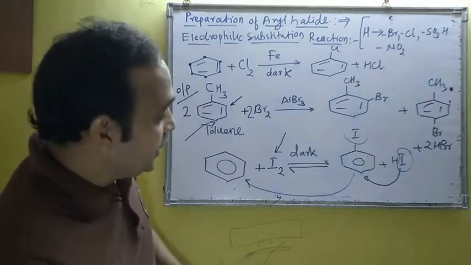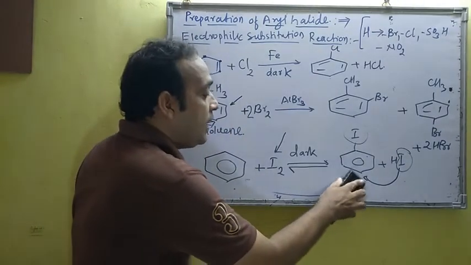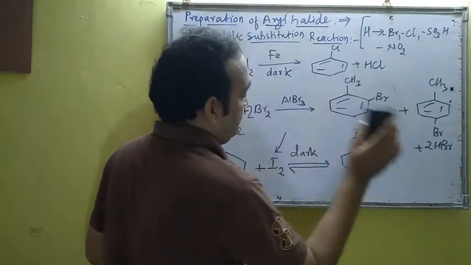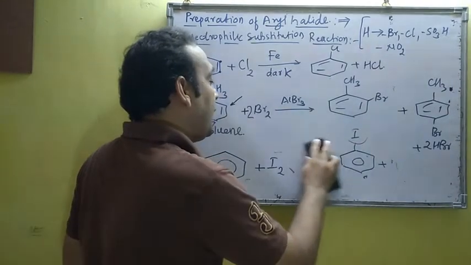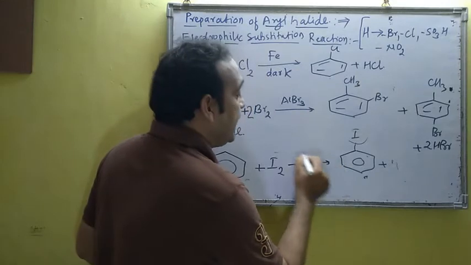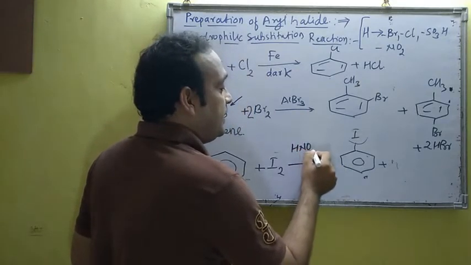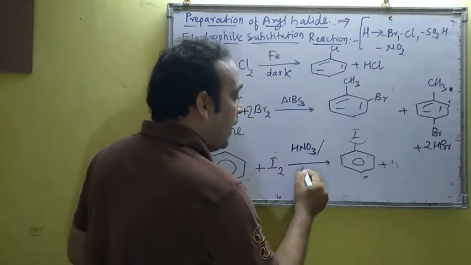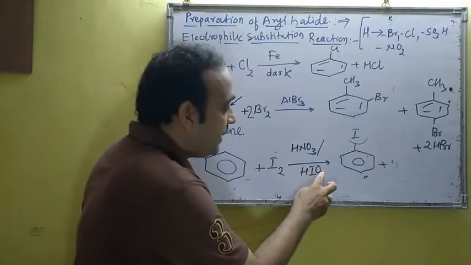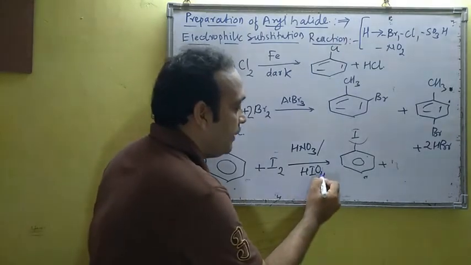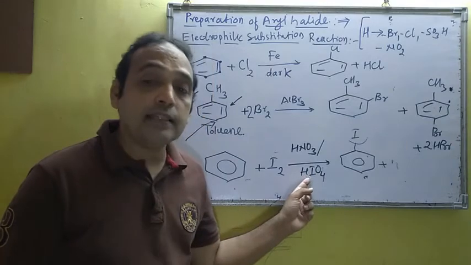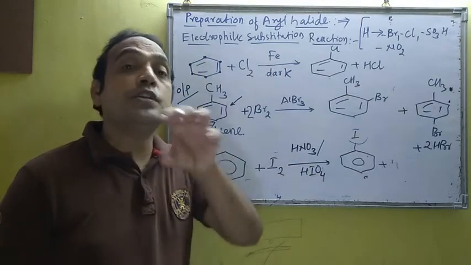If direct iodination is not possible, then how do we perform the iodination of an aromatic compound? For that purpose, student, we have to use a suitable oxidizing agent like nitric acid, HNO3, or iodic acid, HIO4. Nitric acid means HNO3, iodic acid means HIO4. These are the oxidizing agents.